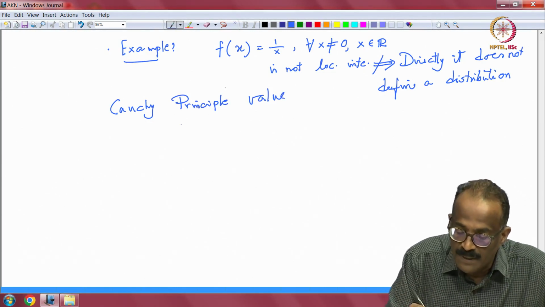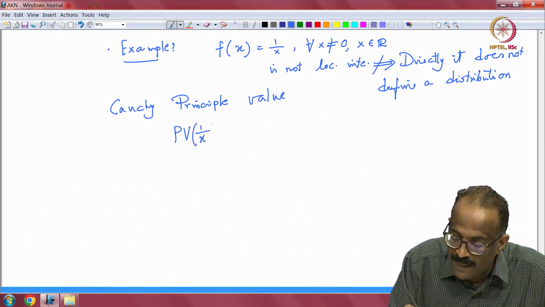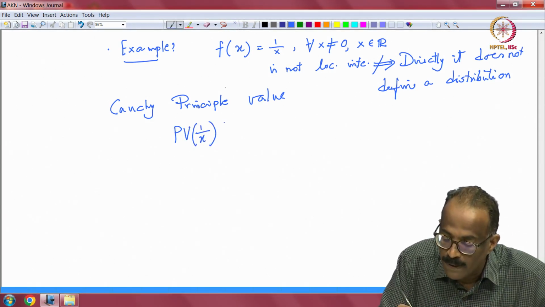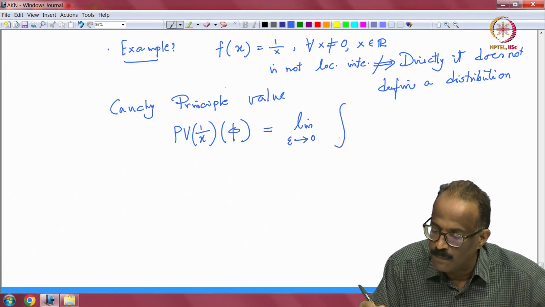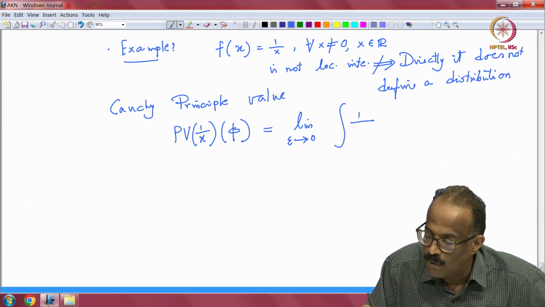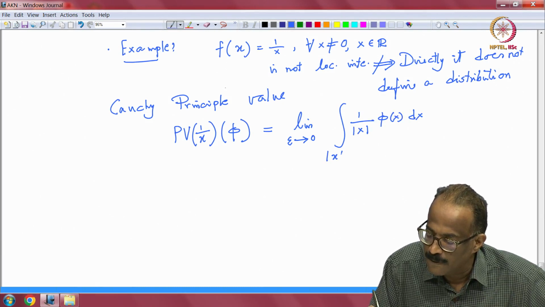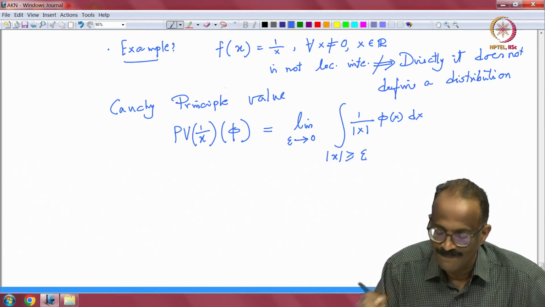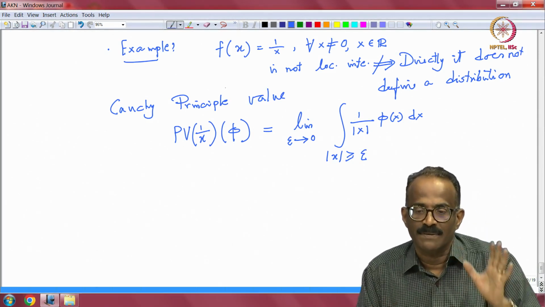Okay. So, which we denote by PV of 1 over x. I am defining a mapping PV of 1 over x of phi is equal to the limit as epsilon tends to 0 of the integral of 1 over mod x times phi of x dx, with mod x greater than or equal to epsilon. So, in this case all the questions above are not trivial.